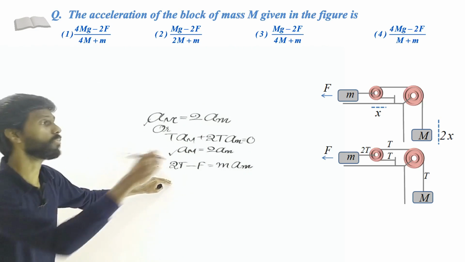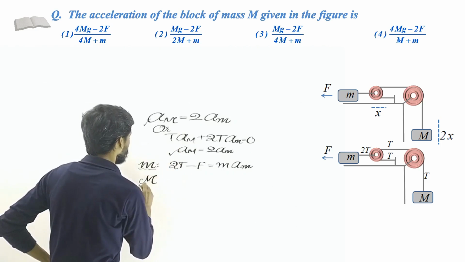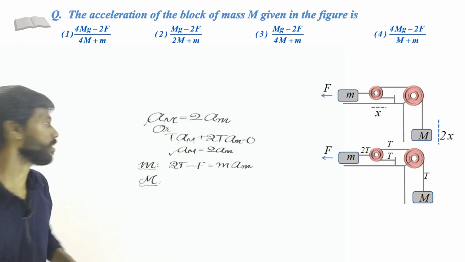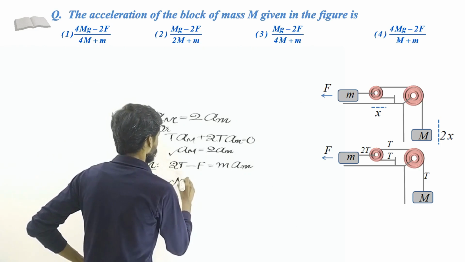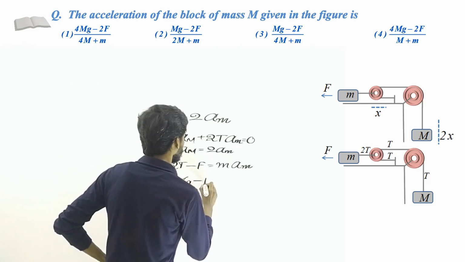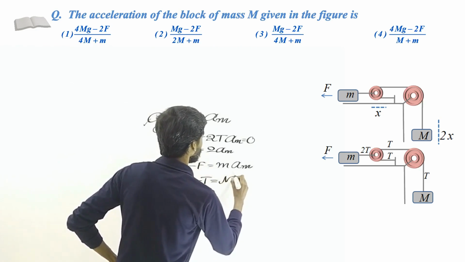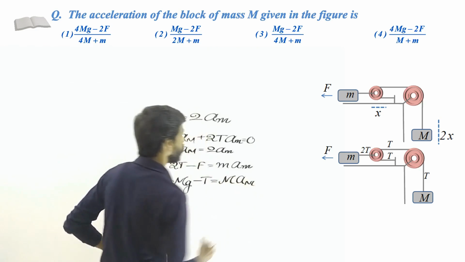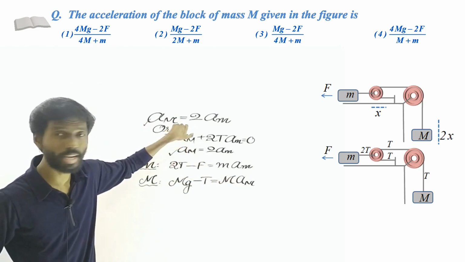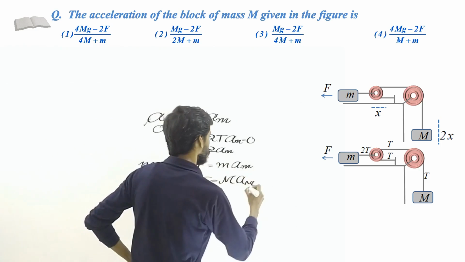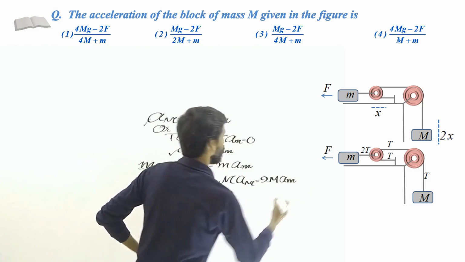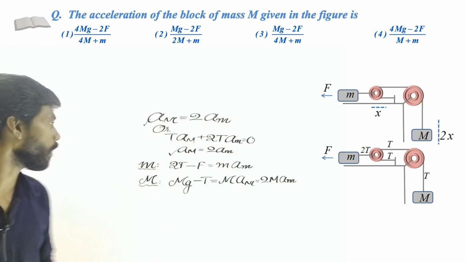Now similarly, we will write for the other block also, mass M. What are the forces acting on this block? The gravitational force is acting in the downward direction, so Mg. Now the tension is acting in the upward direction, so minus T. That equals the mass times the acceleration of M. Now we know the relation between them. The acceleration of capital M is 2 times the acceleration of this, so this can be written as 2 capital M times am. So we just solve the two equations to get our required answer.